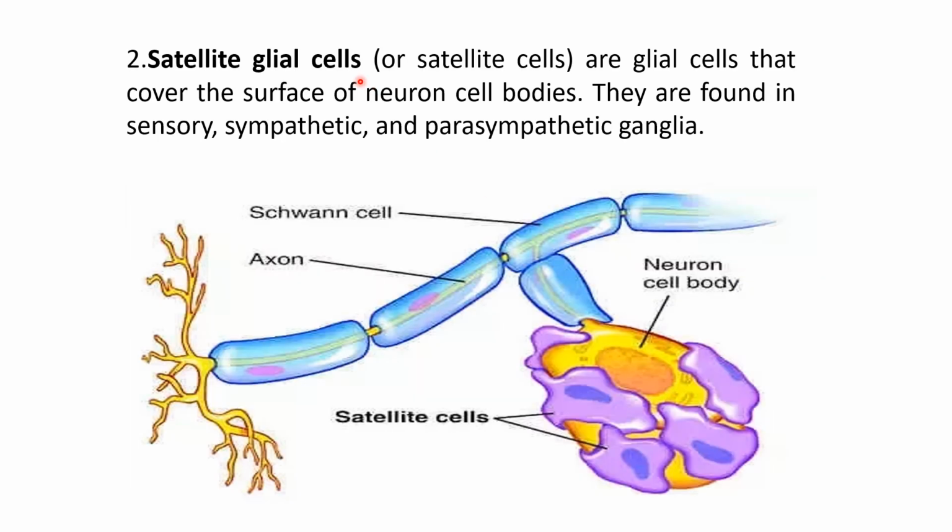Coming to the satellite glial cell, the second type of glial cell seen in the peripheral nervous system. They are otherwise called satellite cells. They are glial cells that cover the surface of neuronal cell bodies. This is a cell body of a neuron. These are the satellite cells that cover the cell body. They are found in sensory, sympathetic and parasympathetic ganglia of the peripheral nervous system.